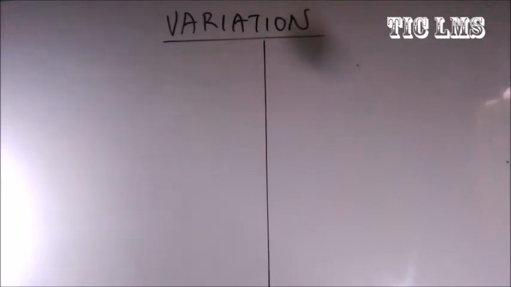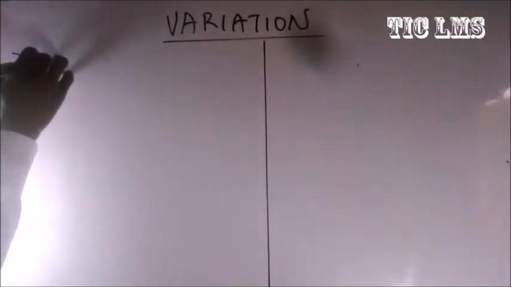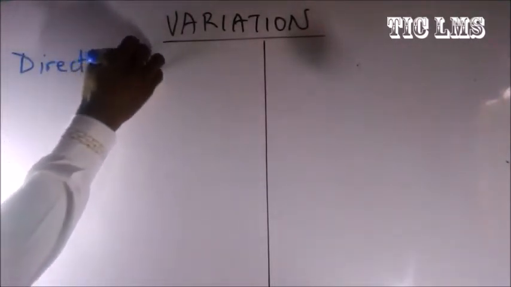Now there are four types of variation. We have direct variation, inverse variation, joint variation, and partial variation. So we shall take the first variation, which we call direct variation.